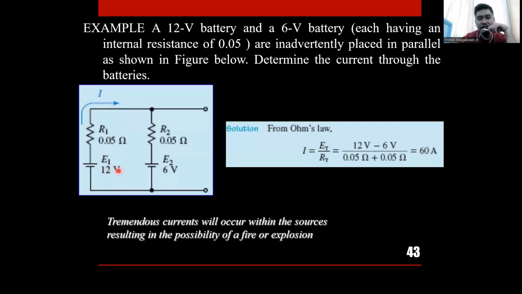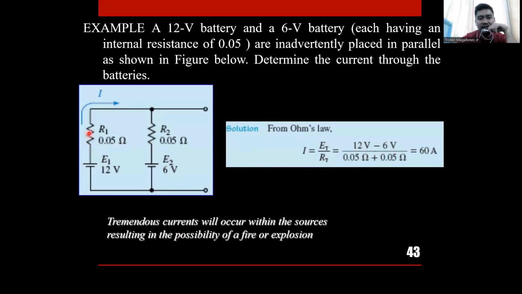So one is 12 volts, the other is 6 volts, and they both have 0.05 as internal resistance. From Ohm's law, let us go back to our Ohm's law, that is IT equal to ET over RT. The total current will be equal to ET over RT. That is, the total voltage will be 12 minus 6, since this one is bigger, so it is subtracted. So you have 12 minus 6, that's around 6 volts.